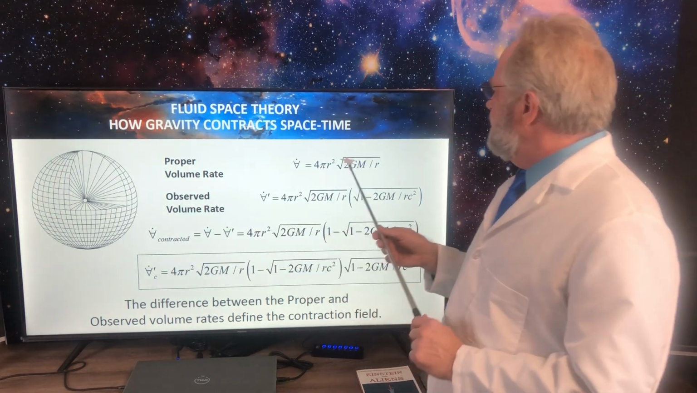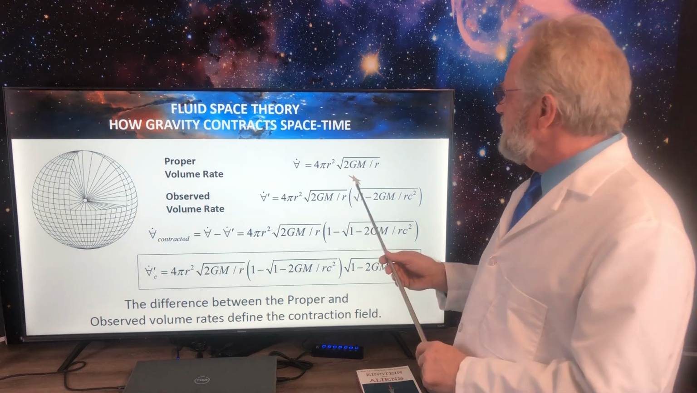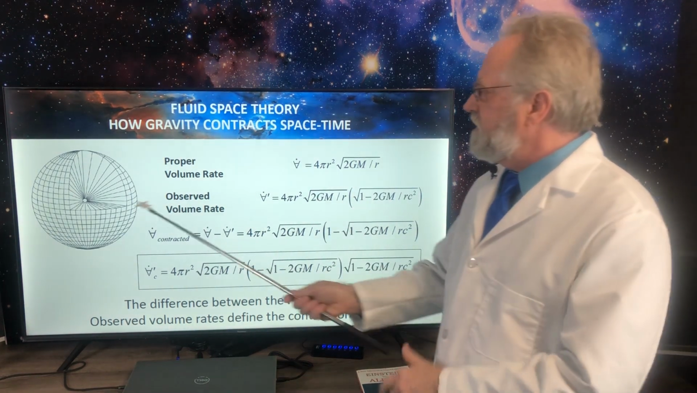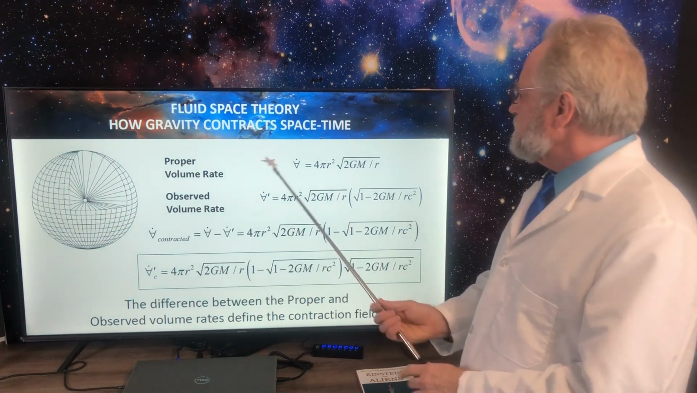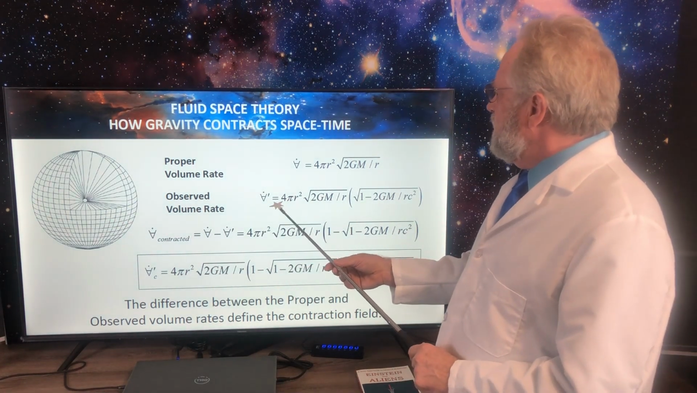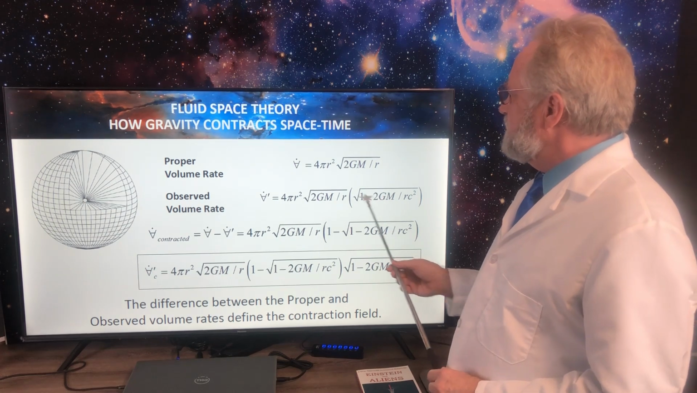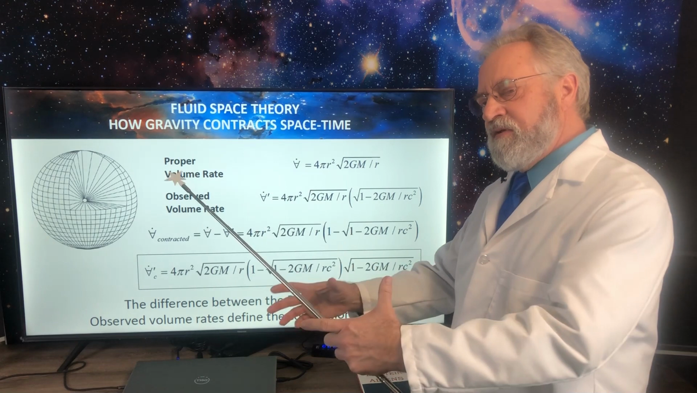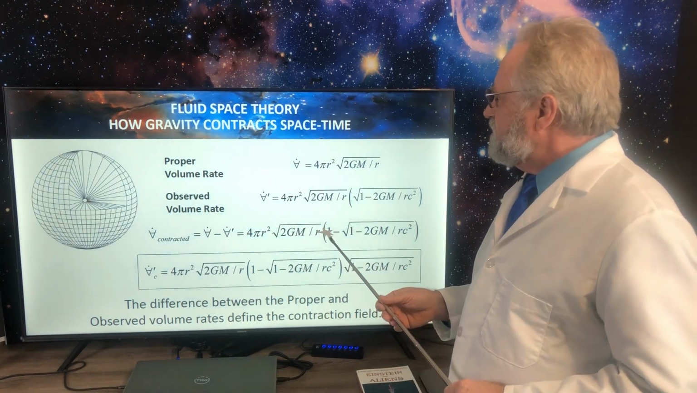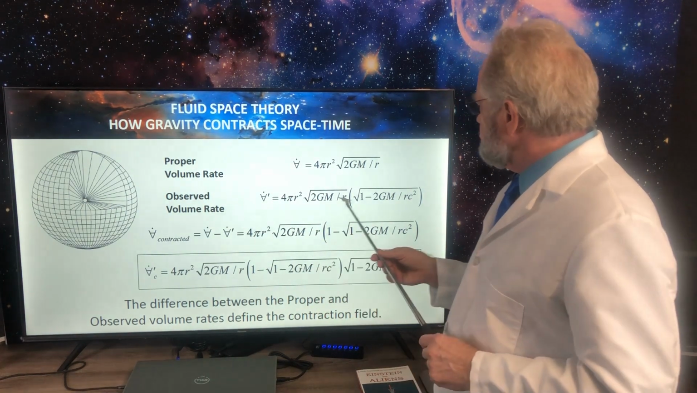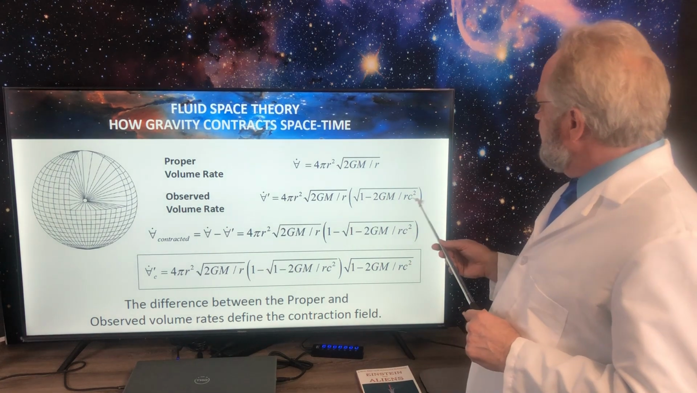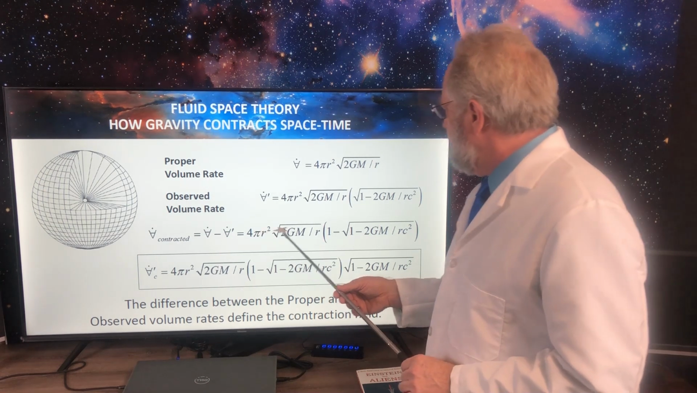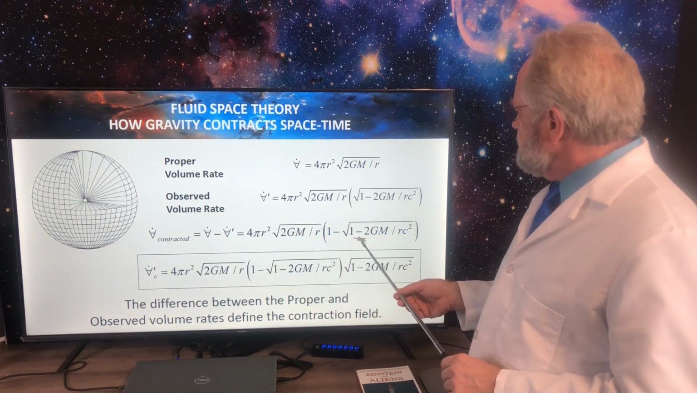To put this into equations, I took the flow rate, which is the area of a sphere times escape velocity, and that will be the amount of space flowing into the sphere at any radius. Then we apply a Lorentz transformation to get the observed volume rate, what a cube would be if it was traveling at escape velocity. And we put that into the Lorentz transformation. And then we end up with this equation.